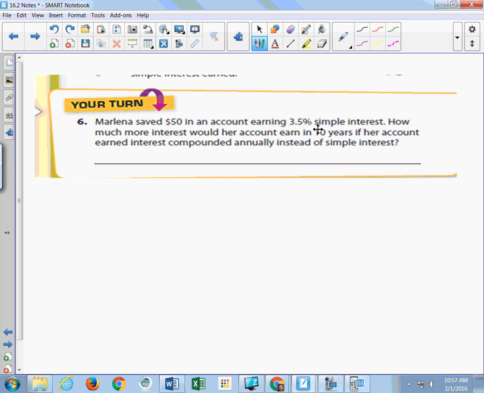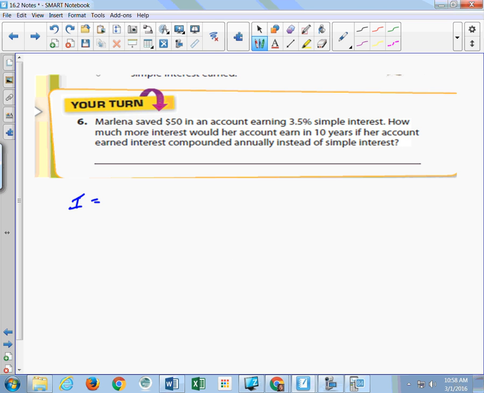Alright, so you may also be asked on problems to compare simple interest rate to compound interest rate. So you're going to have to work a problem using both formulas. It says Marlena saved $50 in an account earning 3.5% simple interest. How much more interest will her account earn in 10 years if her account earned interest compounded annually instead of the simple interest? Well, let's see how much it would have earned with simple interest.